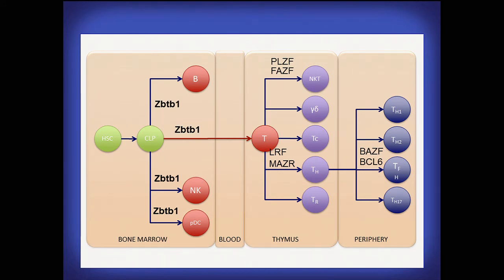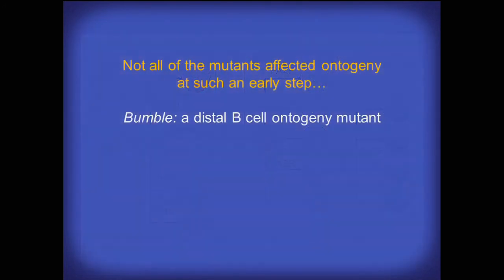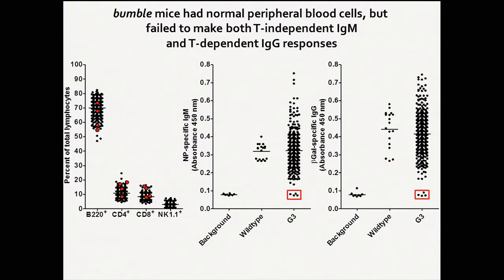ZBTB1 is required very early on, either for T cell development near the point of the common lymphoid progenitor, or for B cell development and NK and pDC development too, if you define things based on a competitive assay. So here we have a new member of the family, and it affected ontogeny, but not all of our mutations had such gross effects. Bumble, by contrast, was a problem with distal B-cell ontogeny, and it was much more subtle.